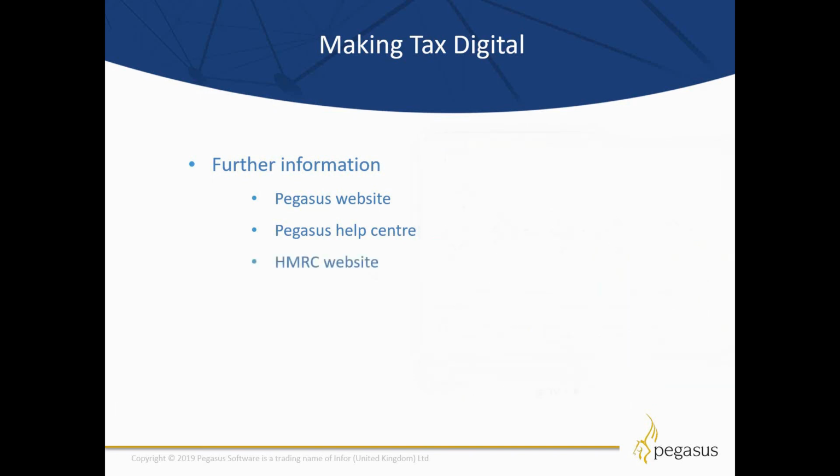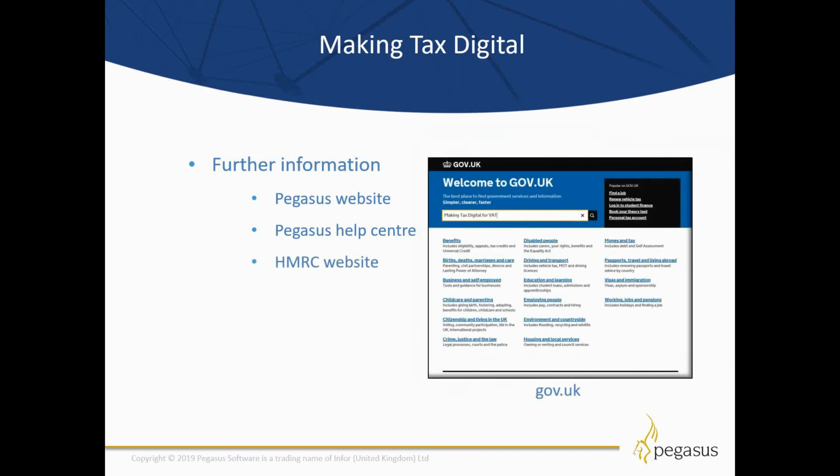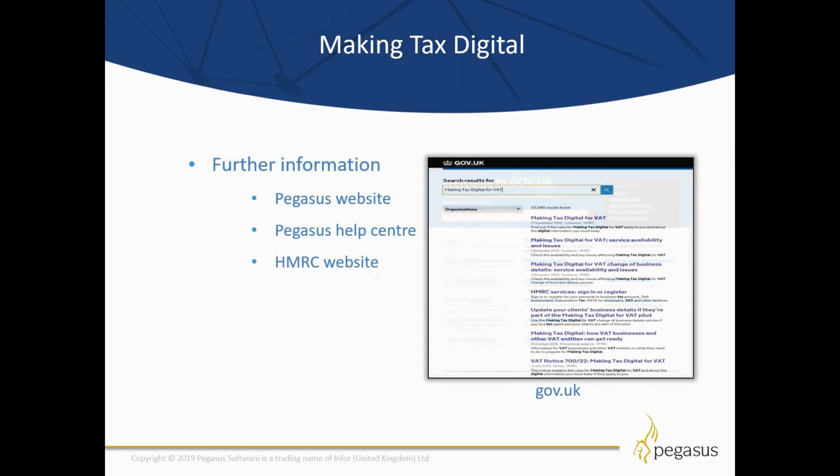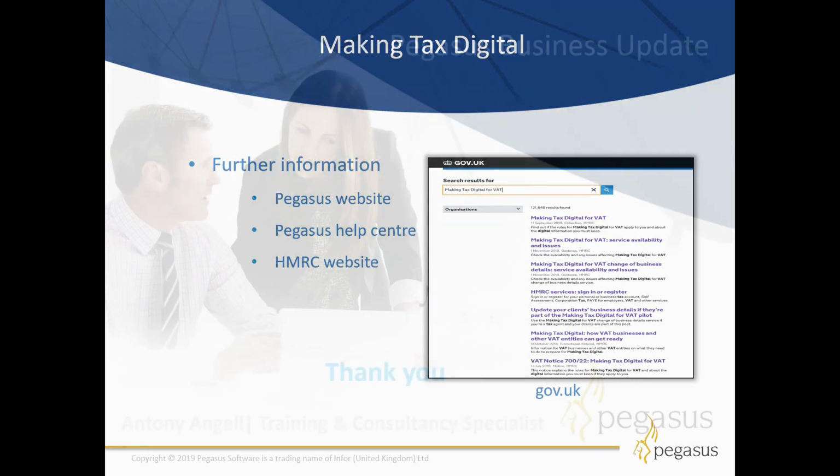Of course, go onto the government website www.gov.uk and search for Making Tax Digital for VAT. This will take you to a webpage that will have a vast number of results all around the subject of MTD. However, the top ones are already those that are on the MTD page on the Pegasus website.